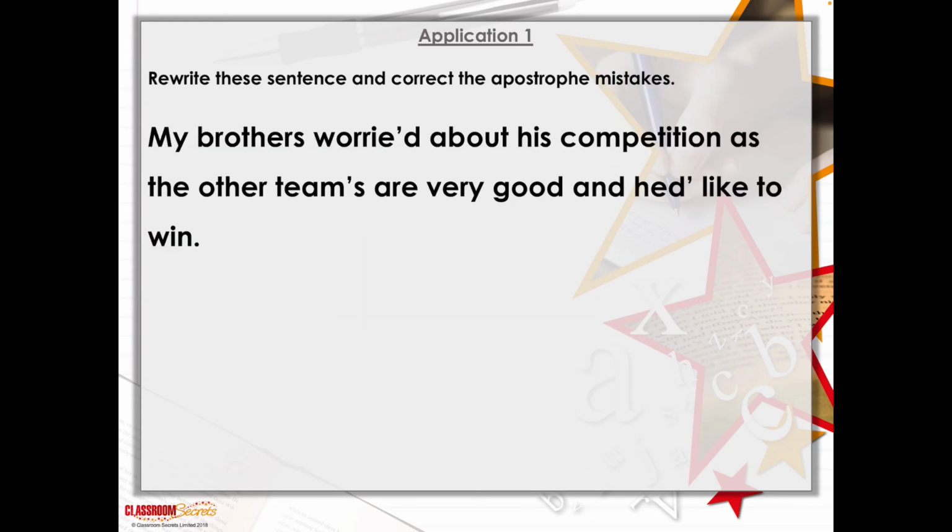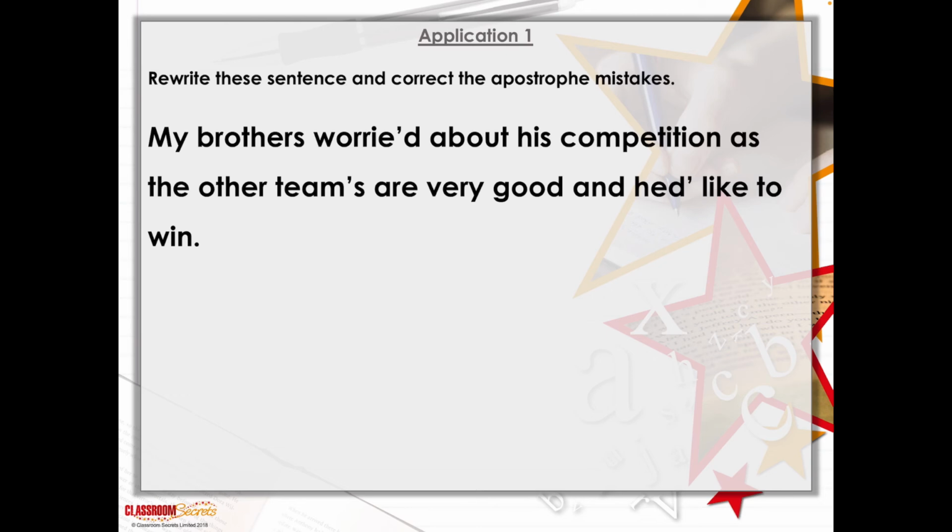Right, so this one, rewrite these sentences and correct the apostrophe mistakes. My brother's worried about his competition as the other teams are very good and he'd like to win. So the apostrophes have been used incorrectly in here. So my brother's worried. Now we've got an apostrophe in that worried there, but nothing's belonging to the worries. It's the worries that belong to the brother. So here we don't want an apostrophe in worried, but we do want it in brothers. Now there's one brother, so we put the apostrophe before the S.